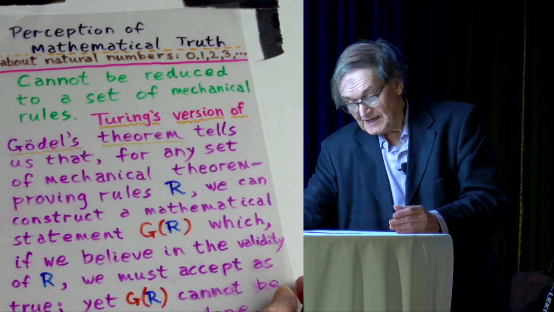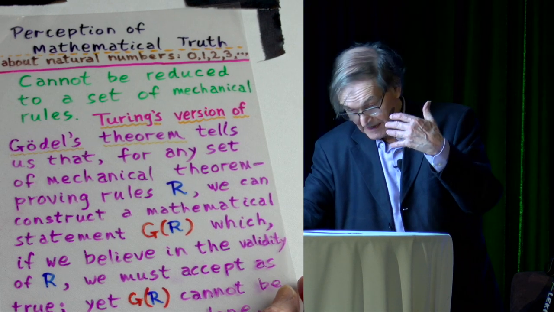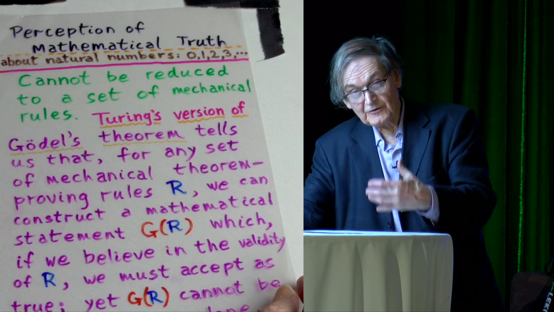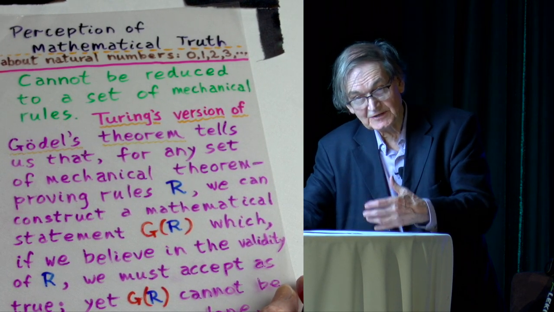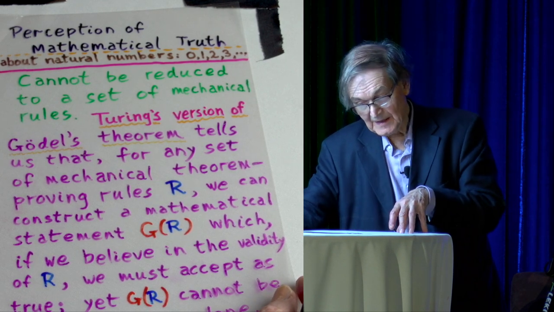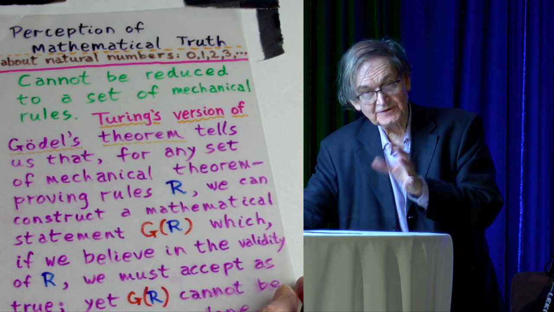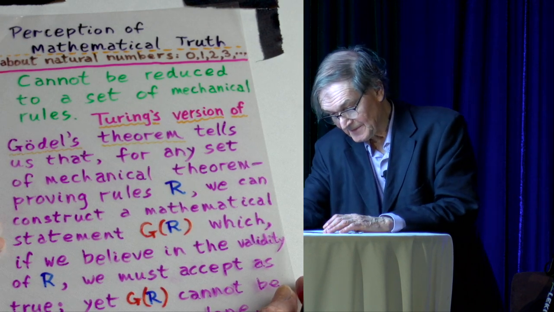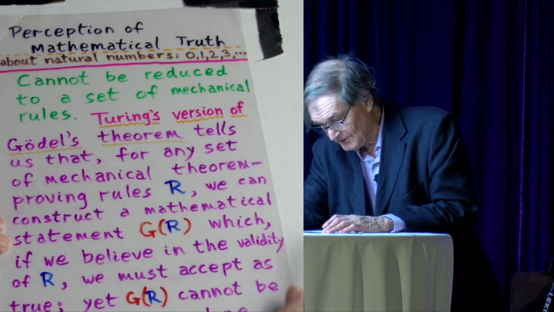Now the question is, can you have a computer, well, an algorithmic system which could be checked on a computer? That's the whole point. A system of rules that a computer could check, which says yes or no to statements like that. And so R stands for the rules.